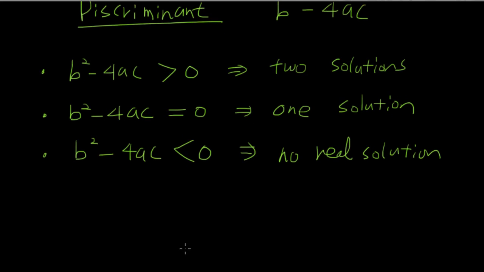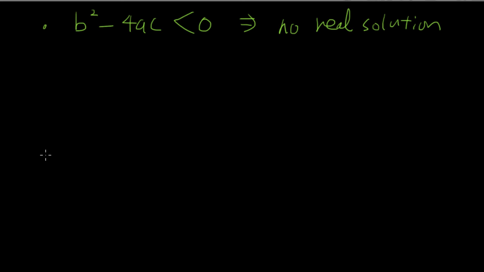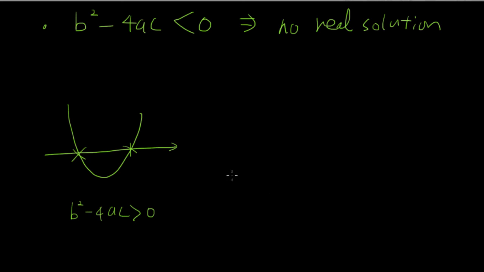So, graphically speaking, remember that graph, two solutions means what? Two solutions means we have two intersections, right? So this is the case that b squared minus 4ac is greater than 0. What about the equal case? Well, the case equal to 0 is one solution, one intersection. So this is b squared minus 4ac equal 0. So we have one intersection, one solution.